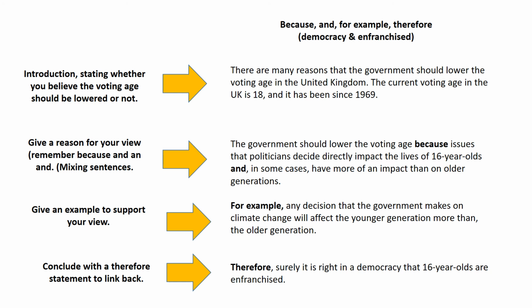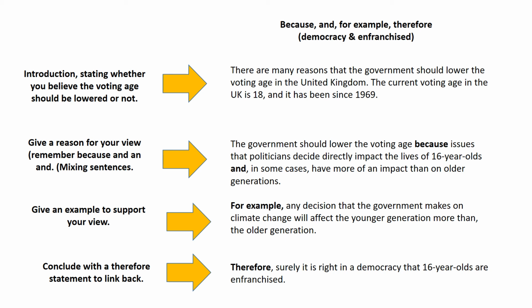So we know we've been working on our paragraph structure, and we've also been working on using various types of sentences, because we want your writing to be more than just a collection of simple sentences. So what I'd like you to do with the paragraph, first you're going to have an introduction stating whether you believe the voting age should be lowered or not. So here we've got, there are many reasons that the government should lower the voting age in the United Kingdom. The current voting age in the UK is 18 and has been since 1969. So that's an introduction. Now, if you're arguing for the against side, obviously what you'd put is, there are many reasons the government should not change the voting age.